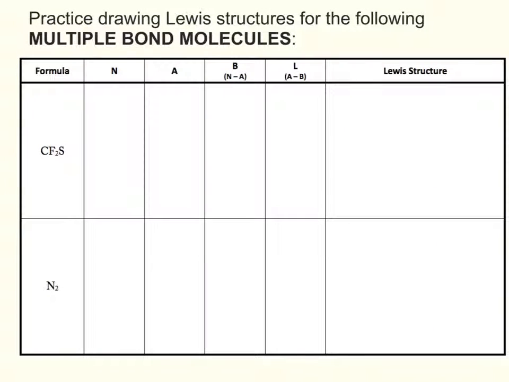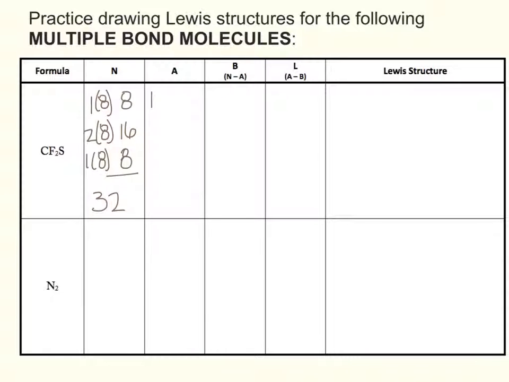Now we'll take a look at multiple bond molecules. In our first example, there is 1 carbon atom. Carbon needs 8 electrons for stability. There are 2 fluorines. Fluorines need 8 for stability. And there's 1 sulfur that needs 8. Remember, in this column, pretty much all atoms are going to need 8 unless it's hydrogen, beryllium, or boron. Those are the only exceptions in the N column. So we'll add these together and we get our 32.